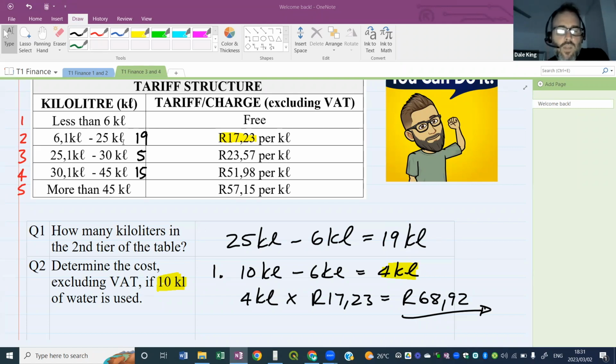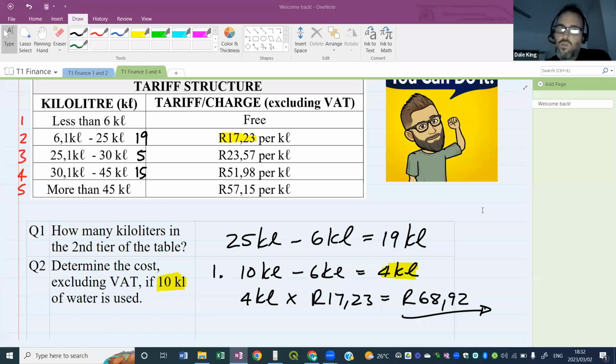So that question one there is relating to the second interval. It's a question that's not attached to question two. So they're two separate questions. So I just want to know, by the way, how many kiloliters of water is there if you go from 6 to 25? That's all they're asking. It's not relating to question two, where we have this 10 kiloliters of water in the month. So question one is just asking, look at interval two. How many kiloliters of water are there if you're going from 6 kiloliters to 25? So I just did a quick calculation to show them that.